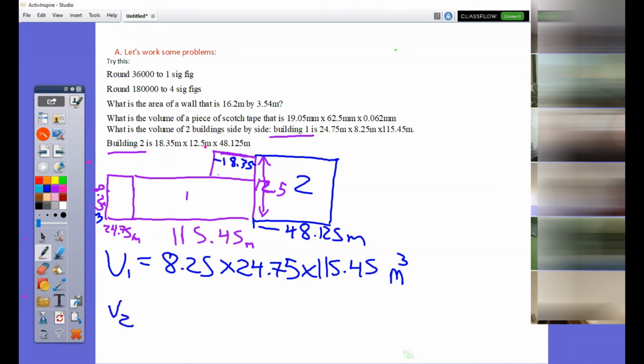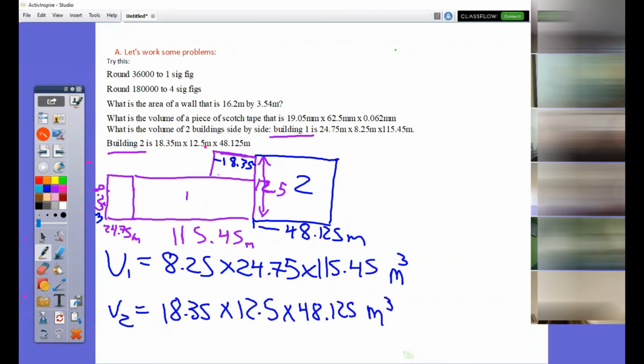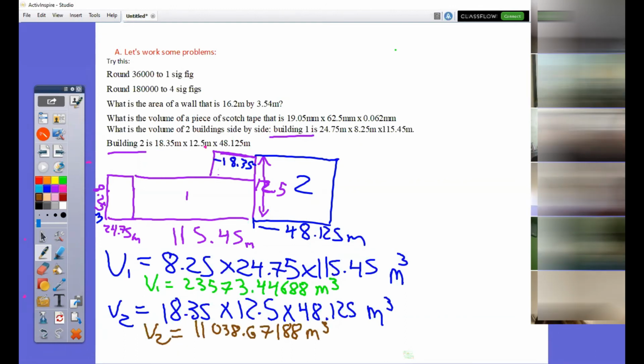Building 2, I'll put down here. Volume 2 is equal to 18.35, times, and I do the meters in my head and get meters cubed. So the top box is 23573.44688 meters cubed. Now that is the wrong answer because I'm not rounding it off yet. V2 is equal to, okay, so I've got both of my unrounded volumes. The problem is, do you know how to calculate a volume? That is expected. The problem here is, did you learn how to round off correctly? So let's evaluate 3 sig figs, 4 sig figs, and 5 sig figs.